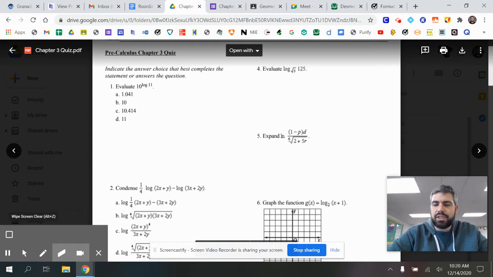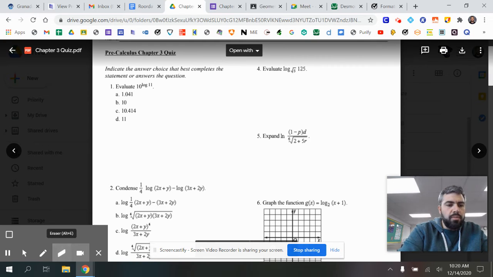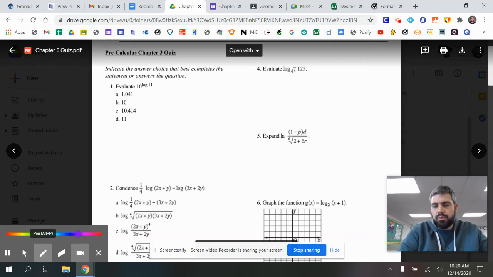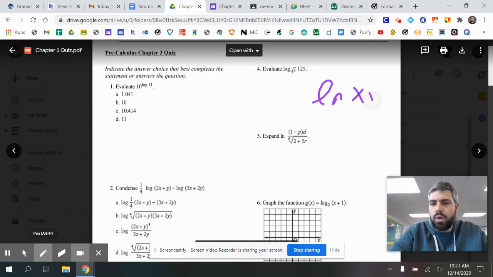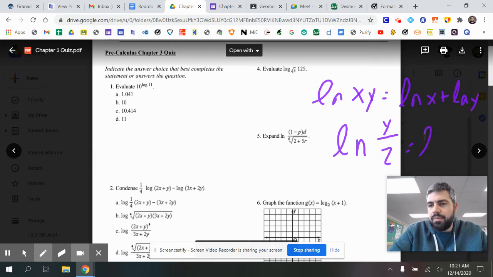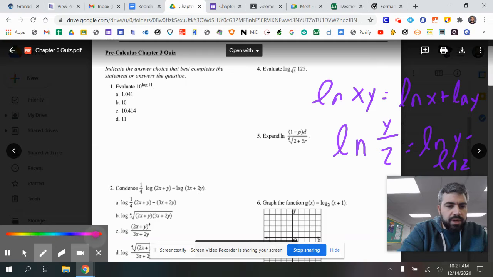Now, number 5 asks us to expand this natural log. So we start by rewriting it as best we can. So the first one we have is 1 minus p. So it's going to be ln of 1 minus p times d. But we said that ln of x times y is equal to ln of x plus ln of y. And ln of y divided by z is really the same as ln of y minus ln of z. Okay? So if I use those rules to help me expand this guy, it would end up being this.